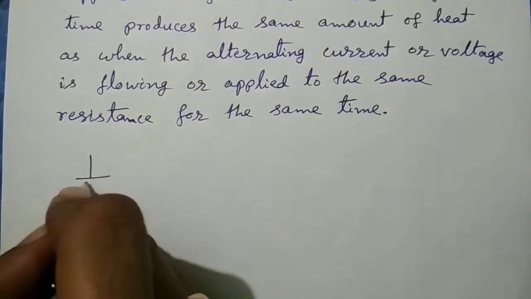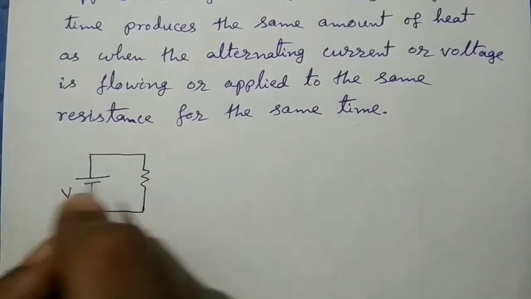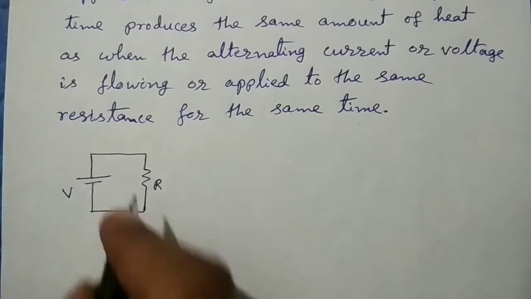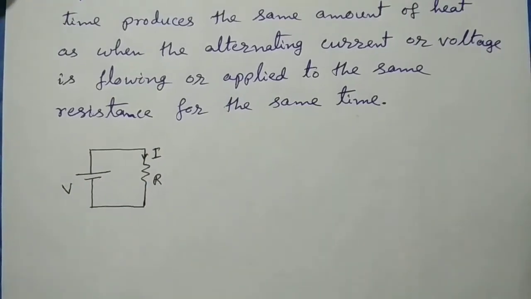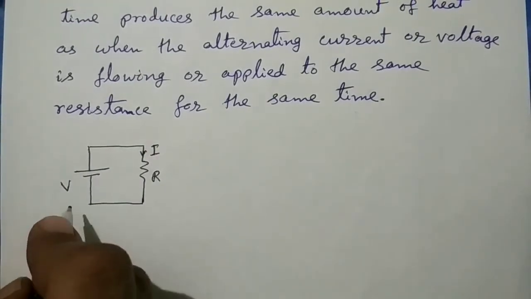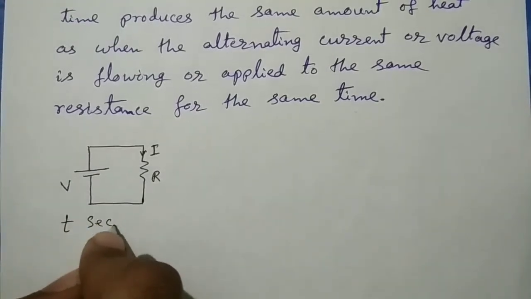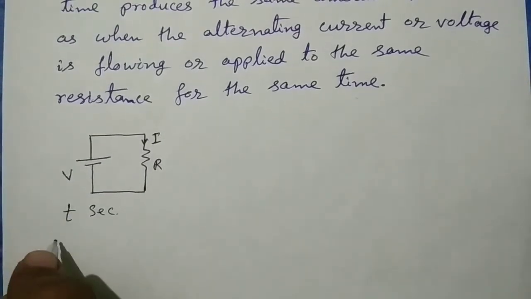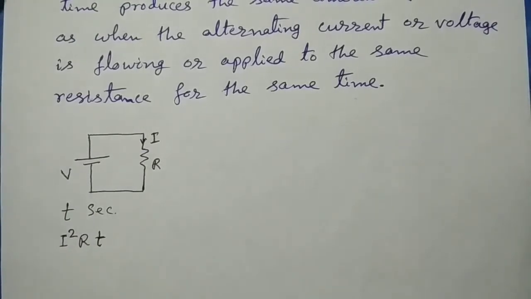Consider a DC circuit, a DC voltage source V applied to a resistance R. So a current will flow through the circuit, that will be I. If we apply the voltage for t seconds, the net amount of energy produced will be I square R into T. That will be the amount of energy produced, which will finally be converted to heat energy, I square R into T.